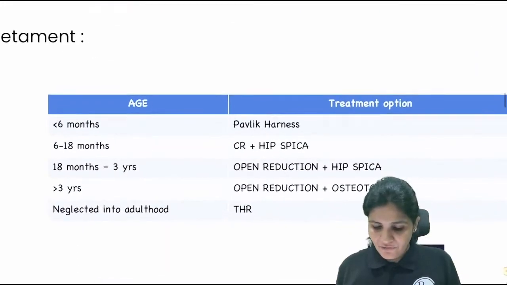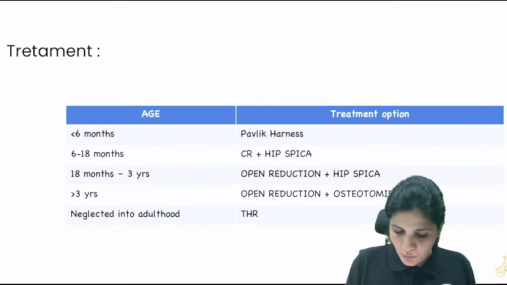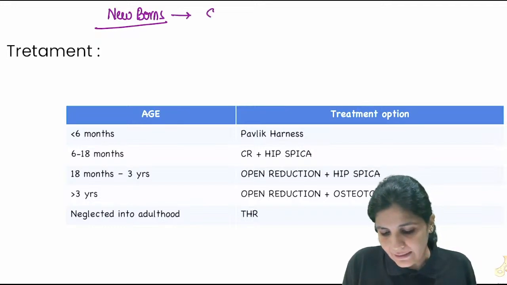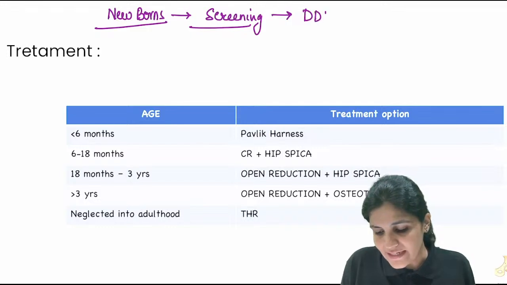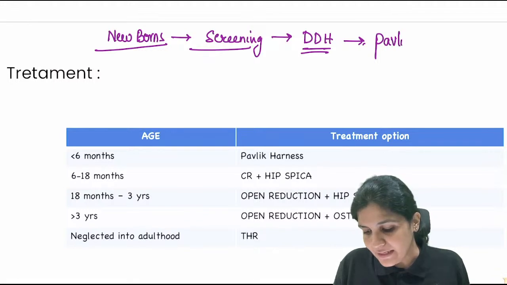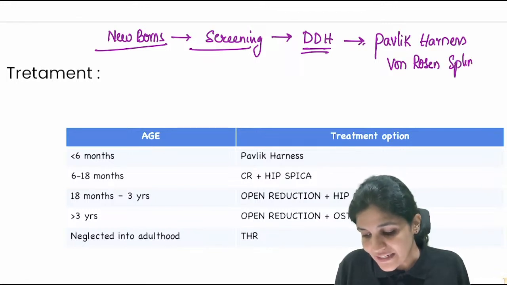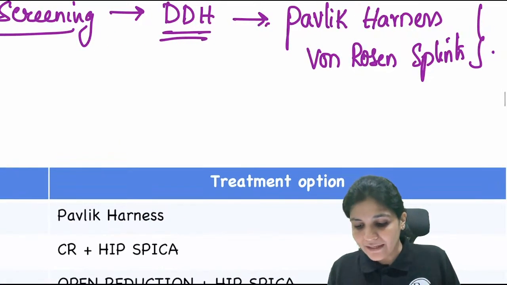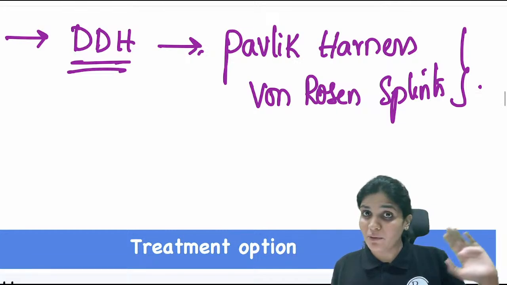Then next, if the patient has come to you at the age of an immediate newborn, and you have done screening, and then you have confirmed it as DDH. And now what do you do? You will put her in a splint, that is Pavlik Harness splint or von Rosen splint. So these two are splints which are used for the babies. And now you have to tell me what could be the position of this Pavlik Harness or von Rosen splint without looking at the splint.